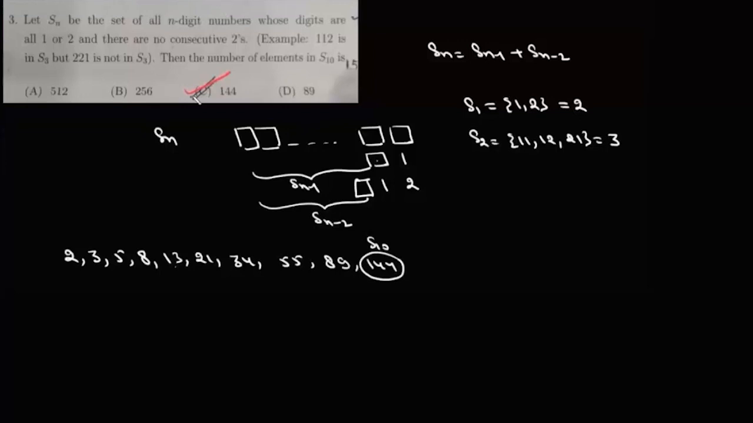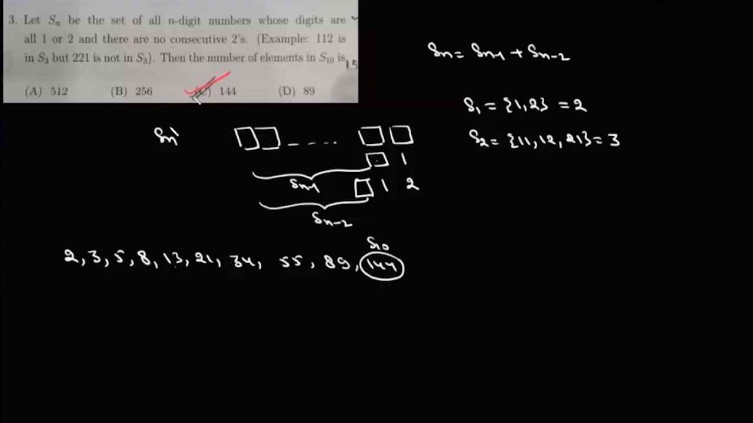Now in question number 3, it says let Sn be the set of all n-digit numbers whose digits are all 1 or 2 and there are no two consecutive 2s. Then the number of elements in S10 is. That's a very standard question in recurrence relations, and we have solved a number of questions like no consecutive heads.